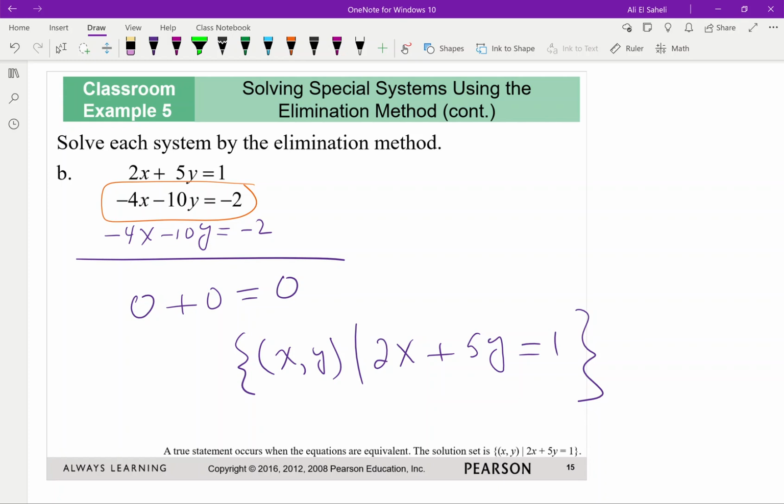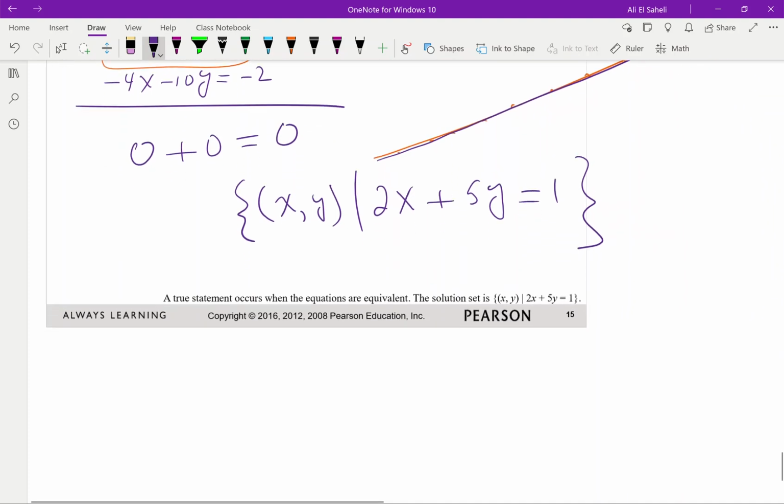So basically, this is a straight line, as you remember. Okay, it's a set of all solutions, and the graphical solution is where you have the same straight line. Okay, you have two straight lines that are on top of each other.